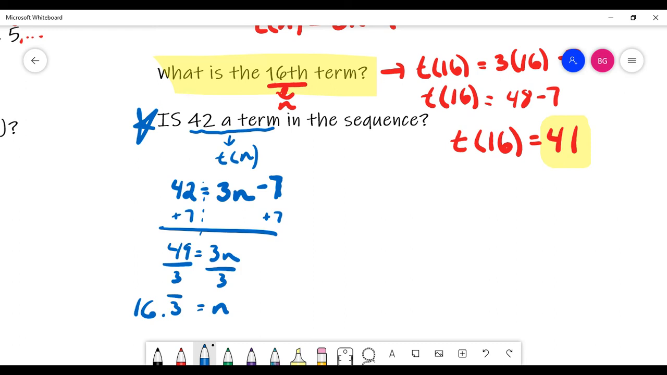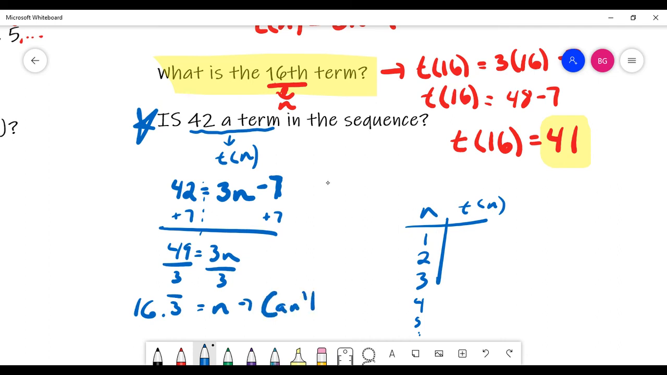Now, here's the question. Can we be in spot number 16.3 repeating in a sequence? Well, when we made our table, our n values were going by 1, 2, 3, 4, 5, and so on. They're always going up by ones. So our spot numbers were always just increasing by 1. So can we ever have a spot be a decimal? You should be like, no, we can't have this happen.